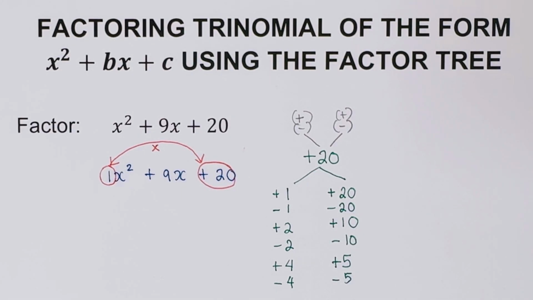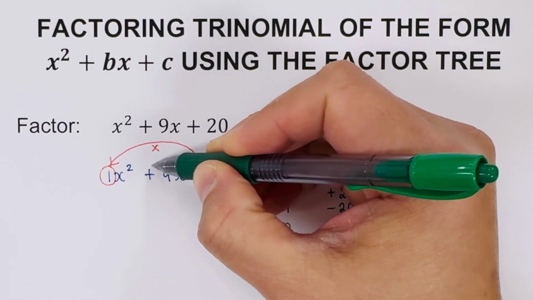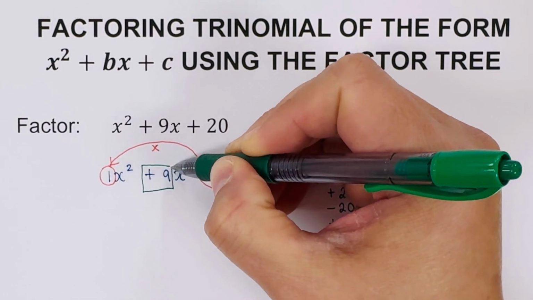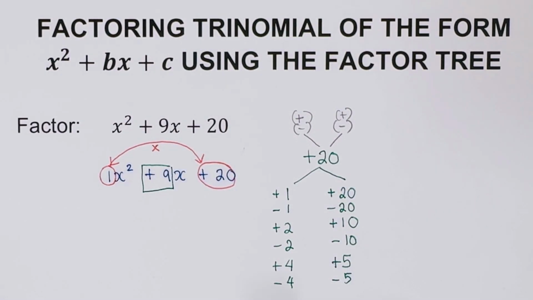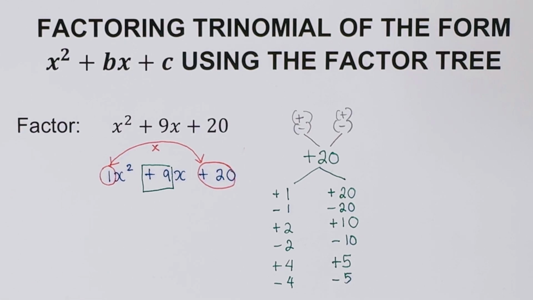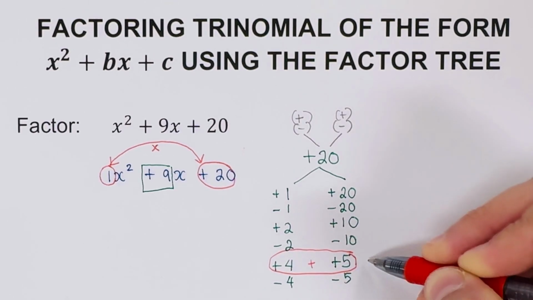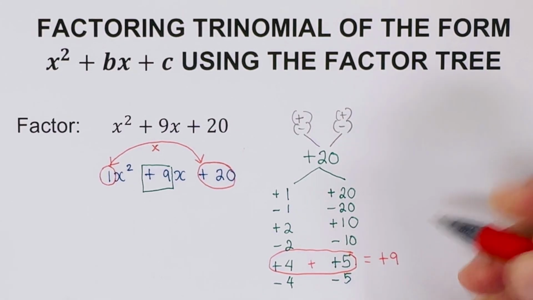Now we are going to figure out which of these factors would equal the middle value, which is the b here, positive 9. So we're going to look for the pair so that when we add these two factors, it's positive 9. And if you notice, that value is positive 4 plus positive 5. If we add these two together, it comes out positive 9, and that's the one that we're looking for.